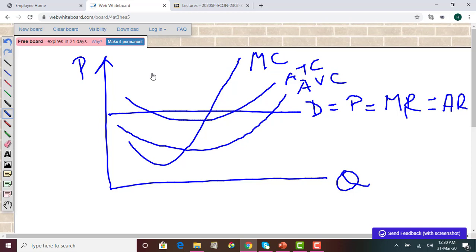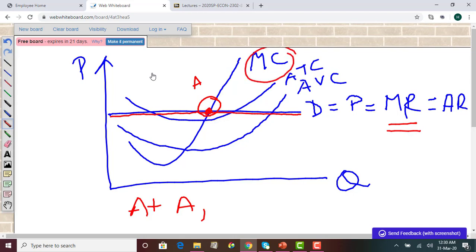Okay, so we are given this. In this scenario, the profit maximizing point will be at this point, A. Because at A, if you see, this line is MR, and this is the point where it intersects the MC curve. So MR equals MC. So this is the profit maximizing point.